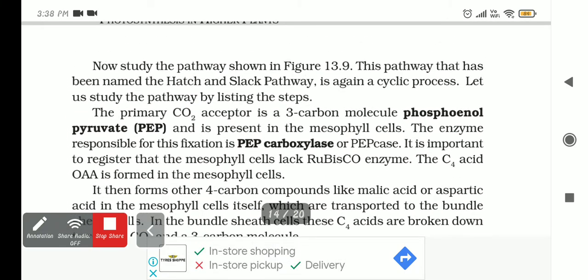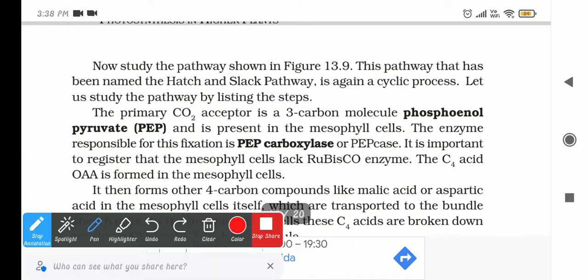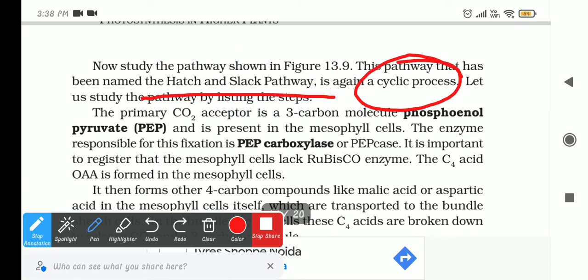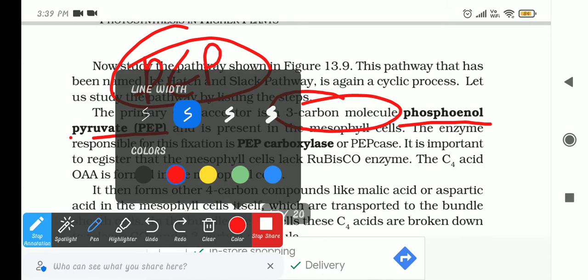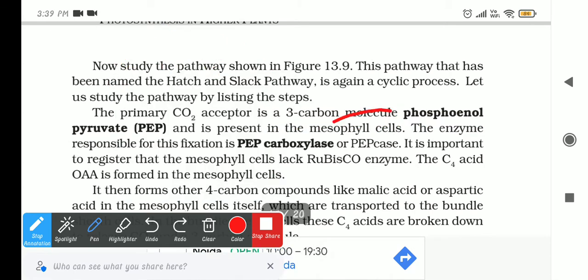Now let's study how the pathway works. This pathway has been named after Hatch and Slack. This is called the Hatch and Slack pathway, and again it is a cyclic process. It is somewhat similar to C3, but a very differentiated form of the C3 pathway. The primary CO2 acceptor is a 3 carbon molecule, phosphoenol pyruvate, which we commonly call PEP. It is present in the mesophyll cells. The enzyme responsible for its fixation is called PEPcase.